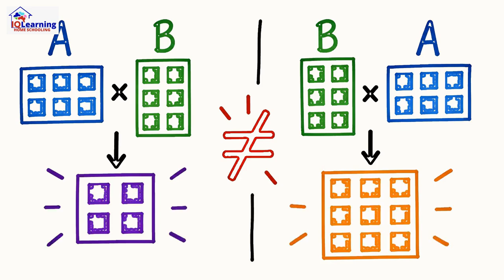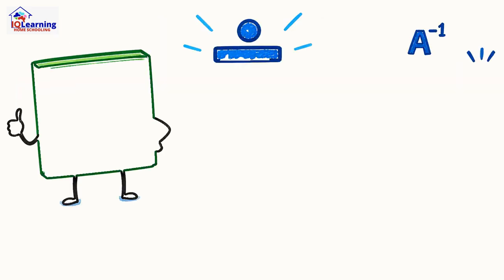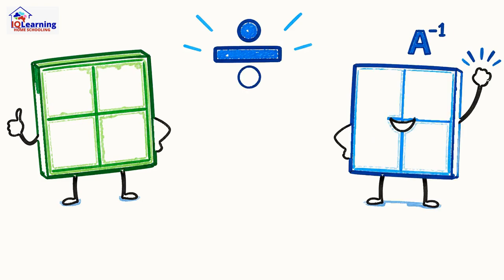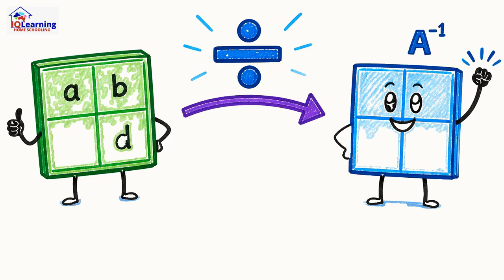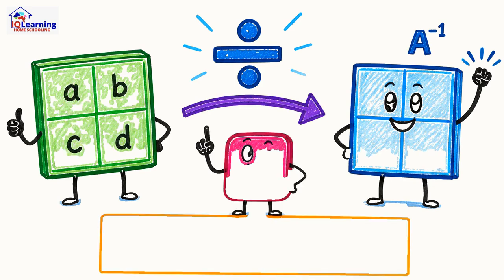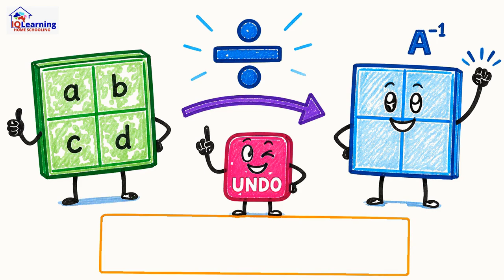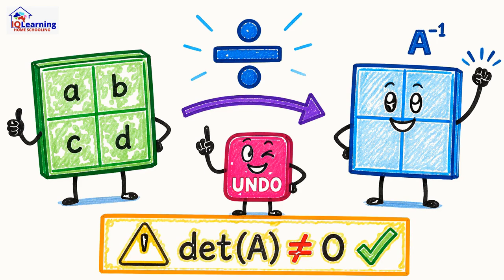Then you have the special players. The identity matrix acts like the number 1. Multiply any matrix by it and nothing changes. Its counterpart is the inverse matrix, which is like a divide button, the ultimate undo. But not every matrix has one. A matrix is only invertible if its determinant, a special value calculated from its numbers, isn't 0.